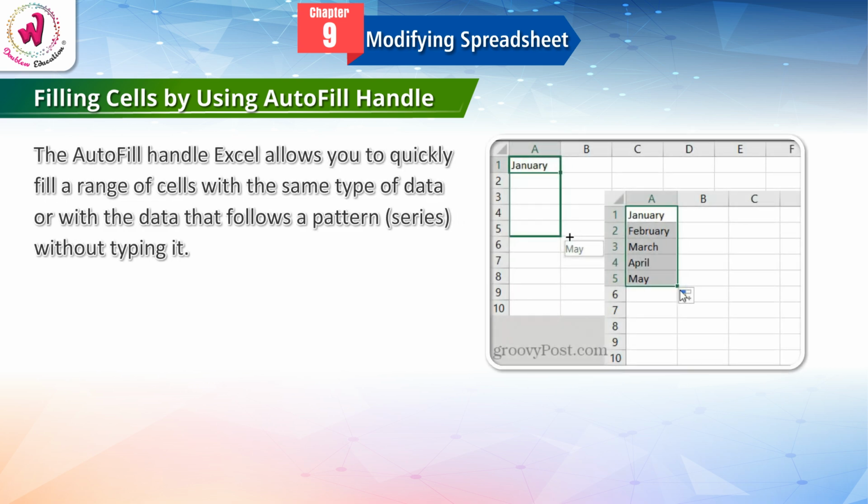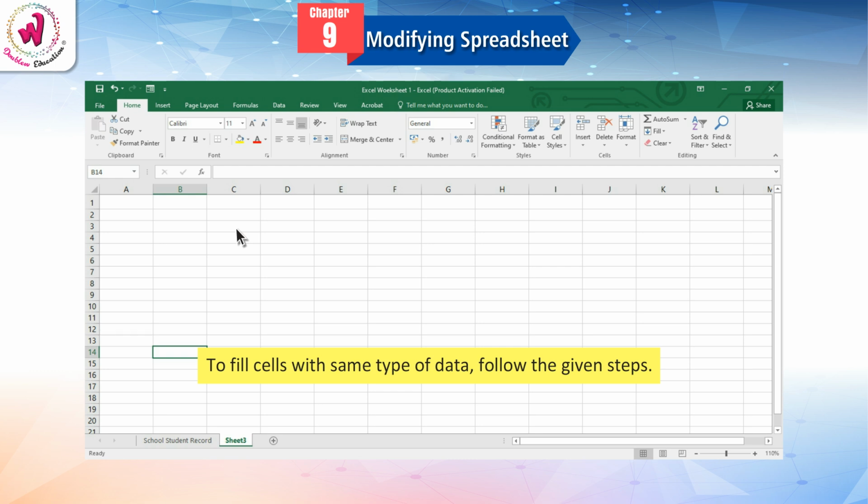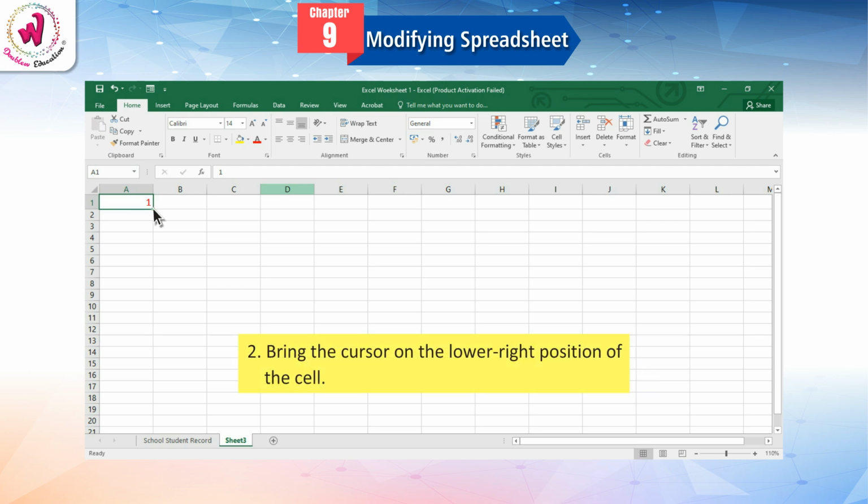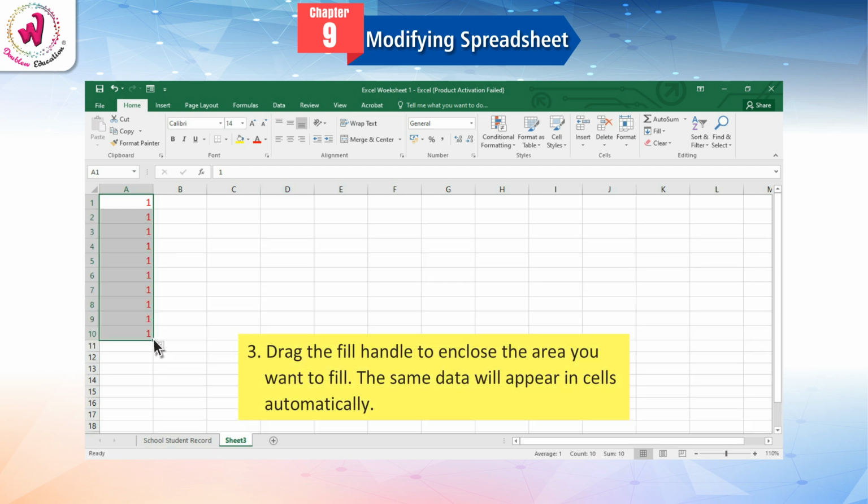Filling cells by using the AutoFill handle. The AutoFill handle in Excel allows you to quickly fill a range of cells with the same type of data or with data that follows a pattern or series without typing it. Filling cells with the same type of data. To fill cells with the same type of data, follow the given steps. 1. Type a value in a single cell and select it if you want to fill the same value in the cells. 2. Bring the cursor to the lower right position of the cell. 3. Drag the fill handle to enclose the area where you want to fill. The same data will appear in cells automatically.